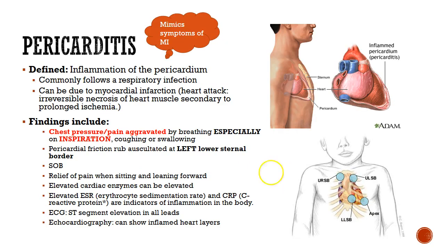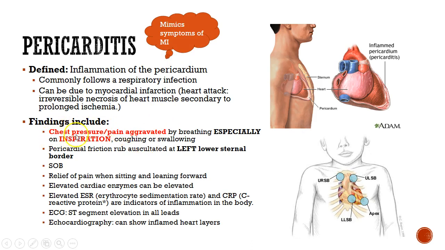So pericarditis, know that it mimics the symptoms of an MI. It just mimics it. It's an inflammation of the pericardium. It commonly follows a respiratory infection. It can be due to myocardial infarction, but the signs and symptoms of it seem to mimic it as well. So it can be secondary.